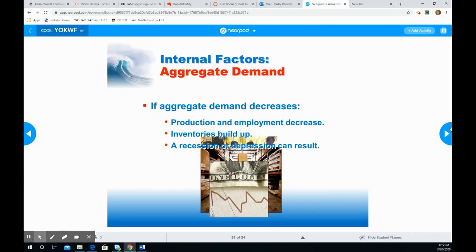Thinking about those internal factors for aggregate demand, if your aggregate demand decreases, then production and employment are going to decrease. Inventory is going to build up because we're not wanting those goods, and then a recession or a depression can result.